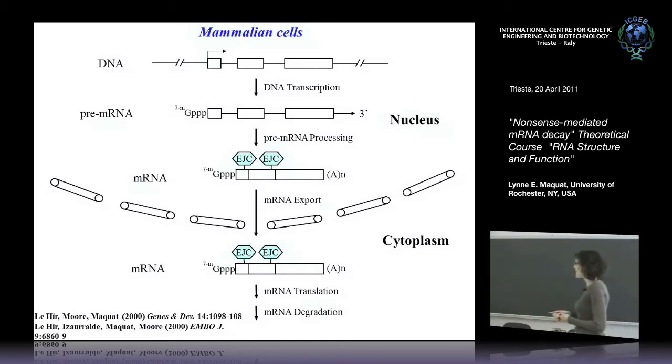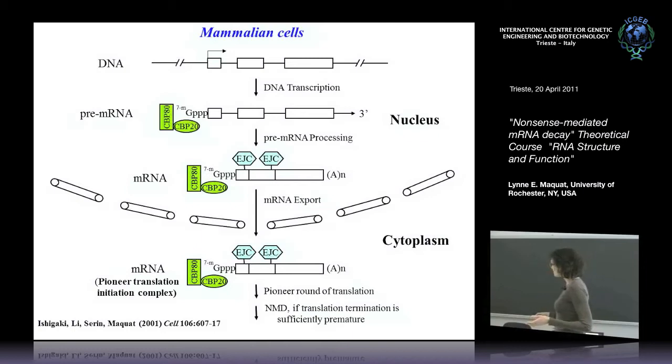And I should say the EJCs were discovered largely by Hervé Le Hir, and this was a collaboration with Melissa Moore's lab, Melissa Moore in particular. And Yasu Ishigaki, when he was a postdoc in the lab, uncovered a new template for protein synthesis that we call the Pioneer Translation Initiation Complex. It turns out that NMD is a consequence of nonsense codon recognition, of premature termination codon (PTC) recognition, during a pioneer round of translation. This is the first round of translation.